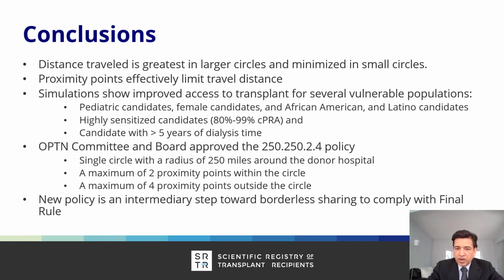252, and 4-point policy. This policy has a single circle with a radius of 250 nautical miles around the donor hospital, a maximum of 2 proximity points within the circle, and a maximum of 4 priority points outside the circle. The new policy, again, is an intermediary step towards borderless sharing to comply with the final rule.